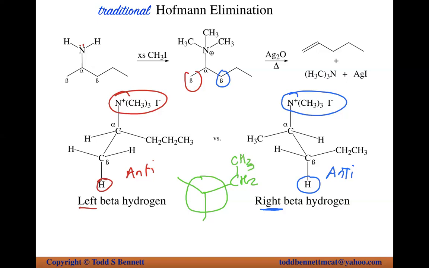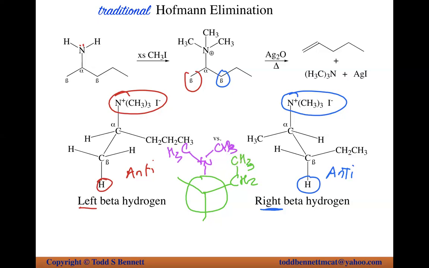And then the nitrogen group of the CH3, CH3, and a CH3, which gets in the way right there. So you start running into steric hindrance right there. So these groups do not want to be gauche. You'd rather rotate it around.